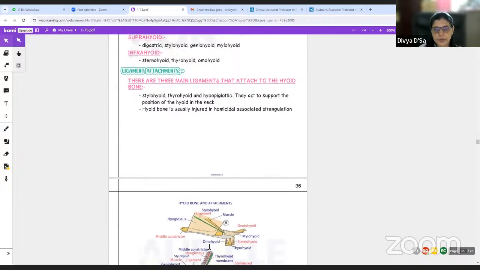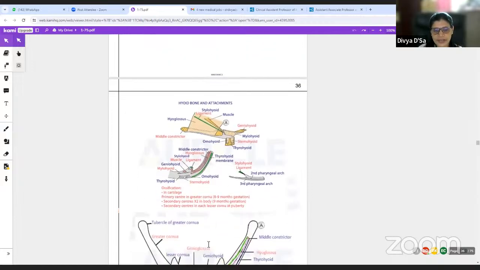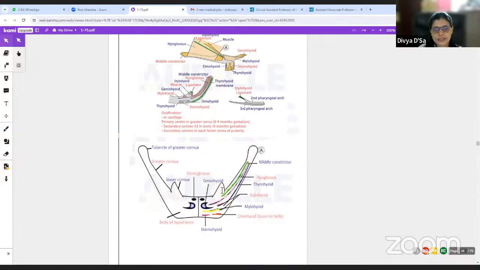Okay, so hyoid bone is usually injured in homicidal associated strangulation. So you can see this is the lesser horn, this is the greater horn of the hyoid bone, and this is the body of the hyoid bone.